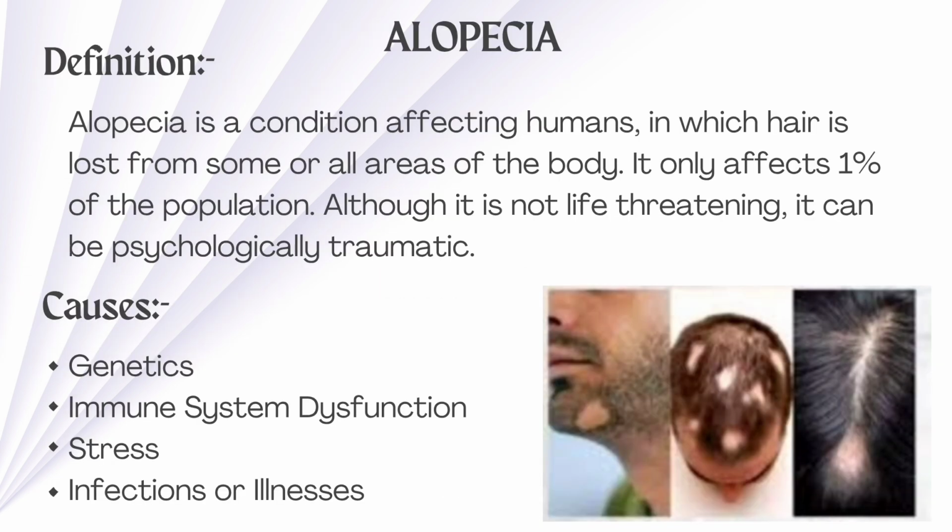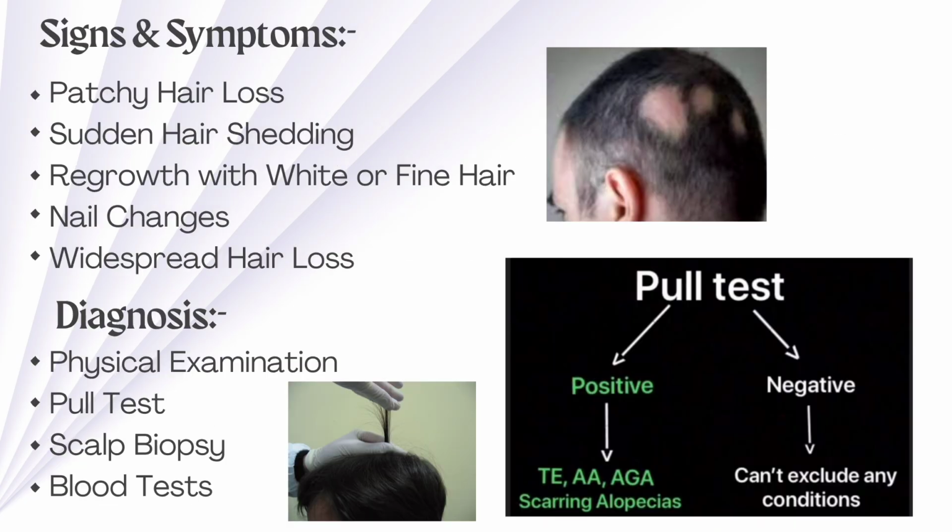Definition of alopecia according to modern science. Alopecia is a condition affecting humans in which hair is lost from some or all areas of the body. It only affects 1% of the population. Although it is not life-threatening, it can be psychologically traumatic. Causes: genetic, immune system dysfunction, stress, infections or illness. Signs and symptoms: patchy hair loss, sudden hair shedding, regrowth with white or fine hair, nail changes, widespread hair loss.